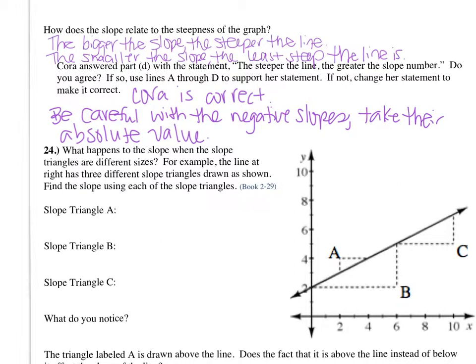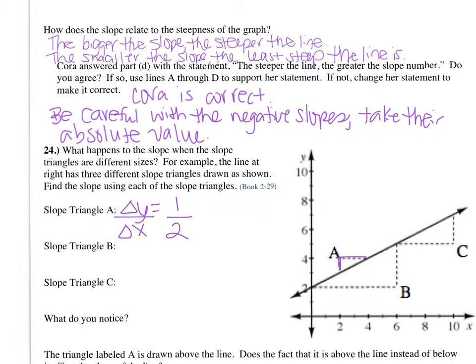All right, so number 24, what happens to the slope when the slope triangles are different sizes? For example, the line at right has 3 different slope triangles drawn as shown. Find the slope using each of the slope triangles. So we're going to focus on A first. So the change in y looks like we're going up by 1. And the change in x is going to go over 2. So our slope for A is going to be 1/2.